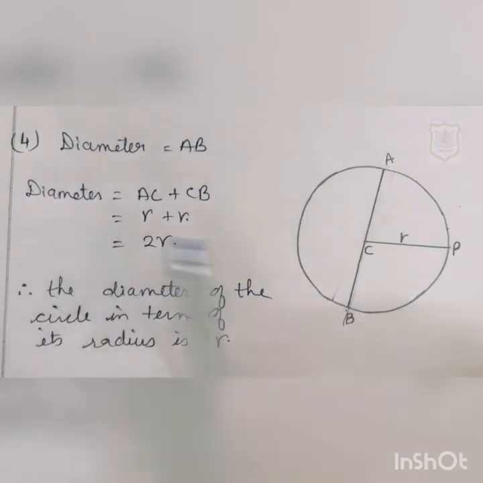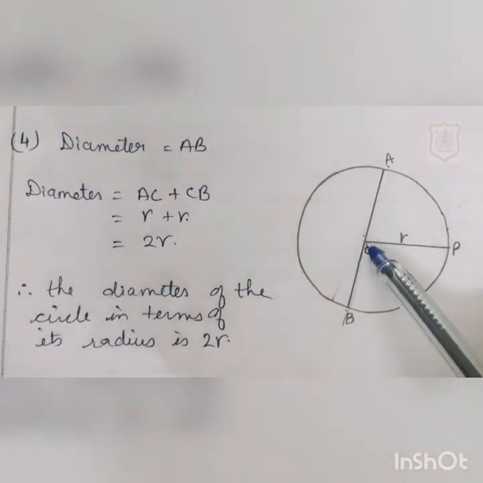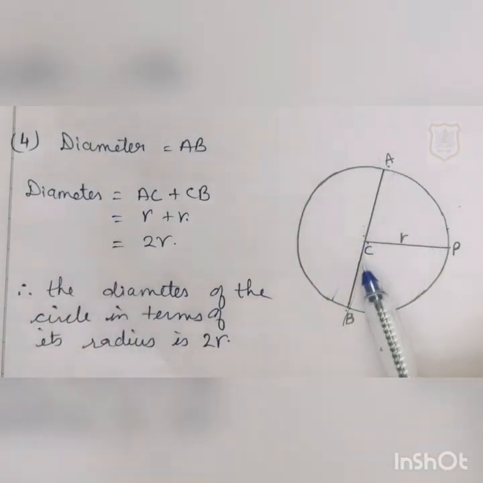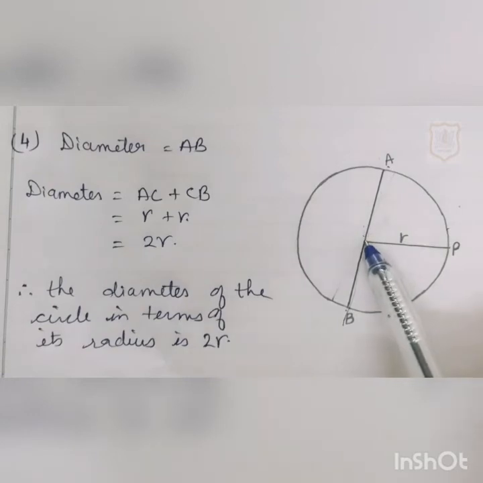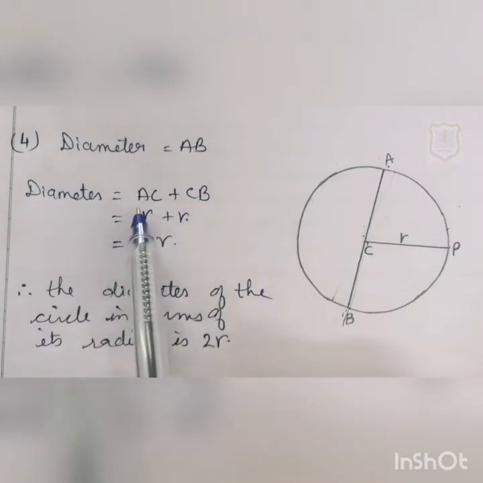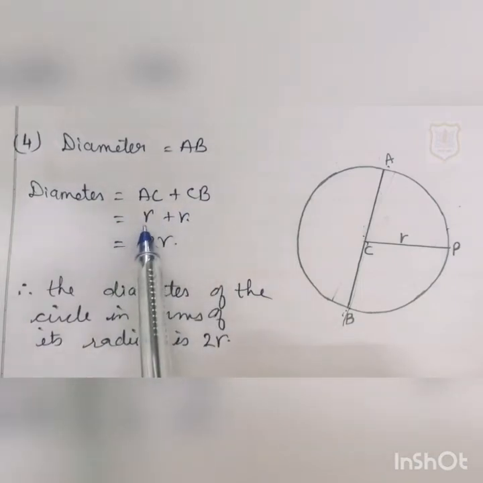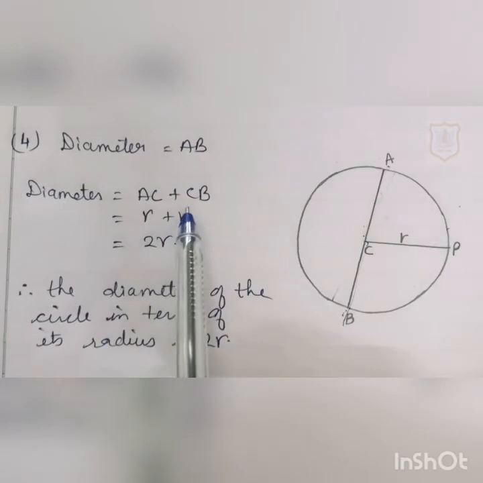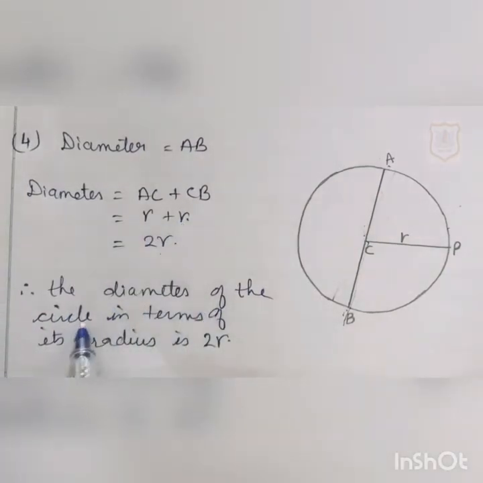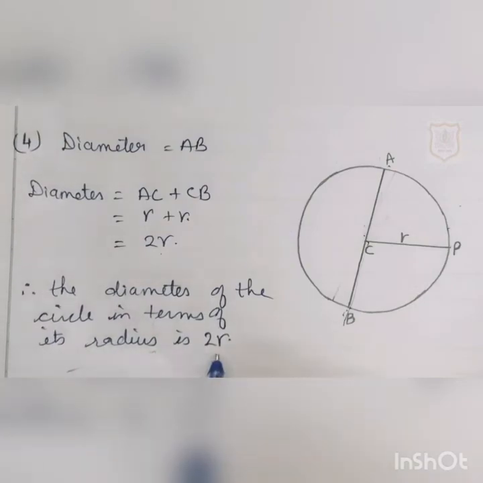So diameter is equal to AC plus CB. So what is AC? It is a radius, and what is CB? It is also a radius. So in place of AC we'll write R, and in place of CB we'll write R. So R plus R is equal to 2R. Therefore, the diameter of the circle in terms of radius is 2R.